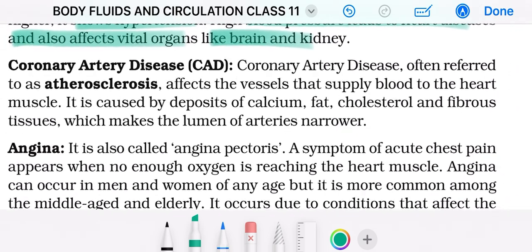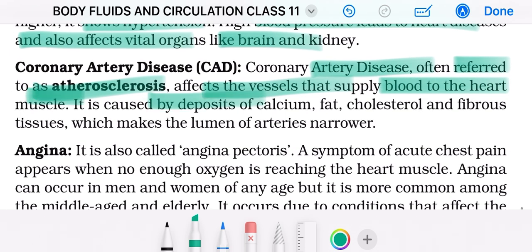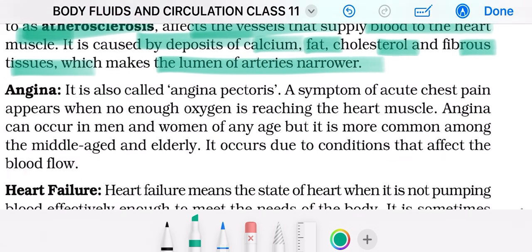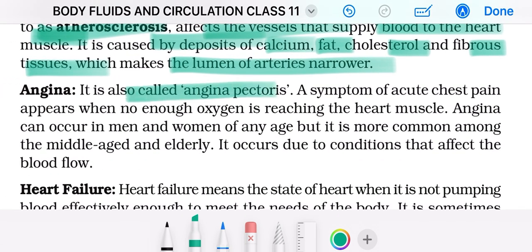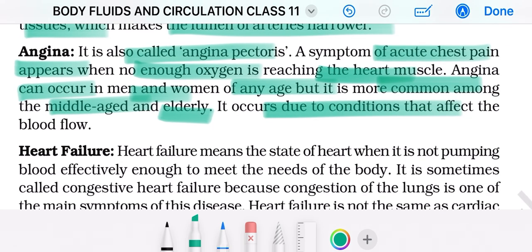High blood pressure leads to heart diseases and also affects vital organs like the brain and kidney. Coronary artery disease, often referred to as atherosclerosis, affects the vessels that supply blood to the heart muscle. It is caused by deposits of calcium, fat, cholesterol, and fibrous tissues, which make the lumen of the arteries narrower. Angina, also called angina pectoris, is a symptom of acute chest pain that appears when not enough oxygen is reaching the heart muscle. Angina can occur in men and women of any age, but it is more common among the middle-aged and elderly. It occurs due to conditions that affect the blood flow.